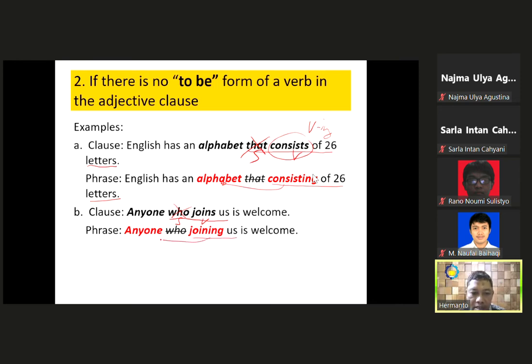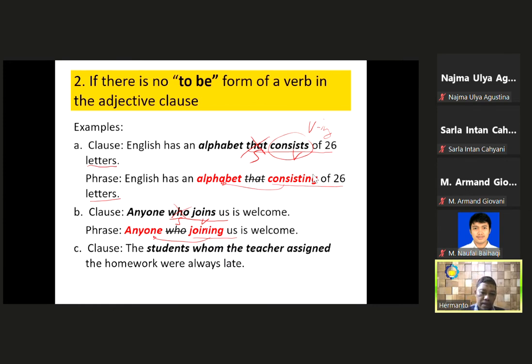What is the function? To describe anyone. Anyone is welcome. Who is anyone here? Anyone who joins us. So everybody, if you use who, it is the subject, and the next one must be a verb, verb 1 or maybe verb 2, no problem. When you reduce it into a phrase, it becomes verb ing.